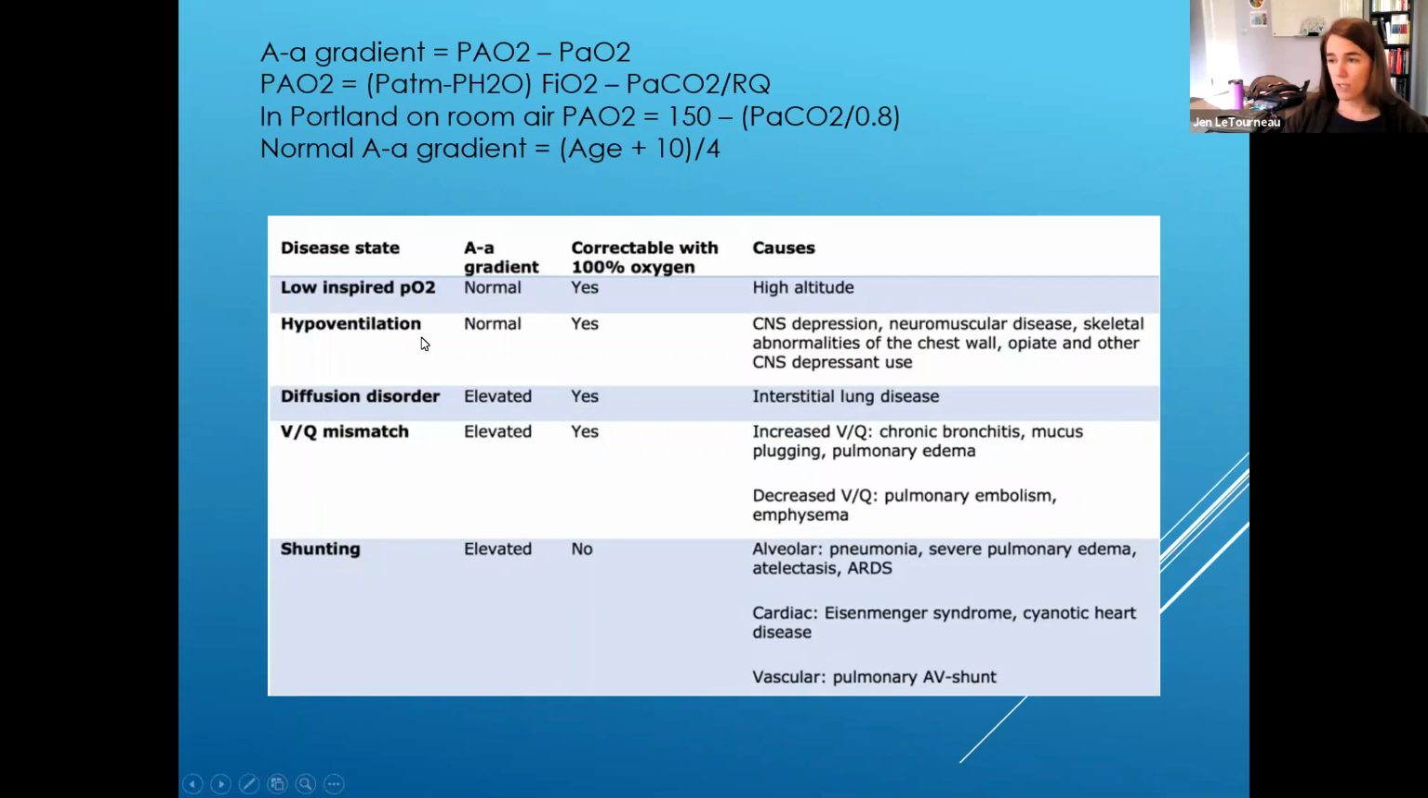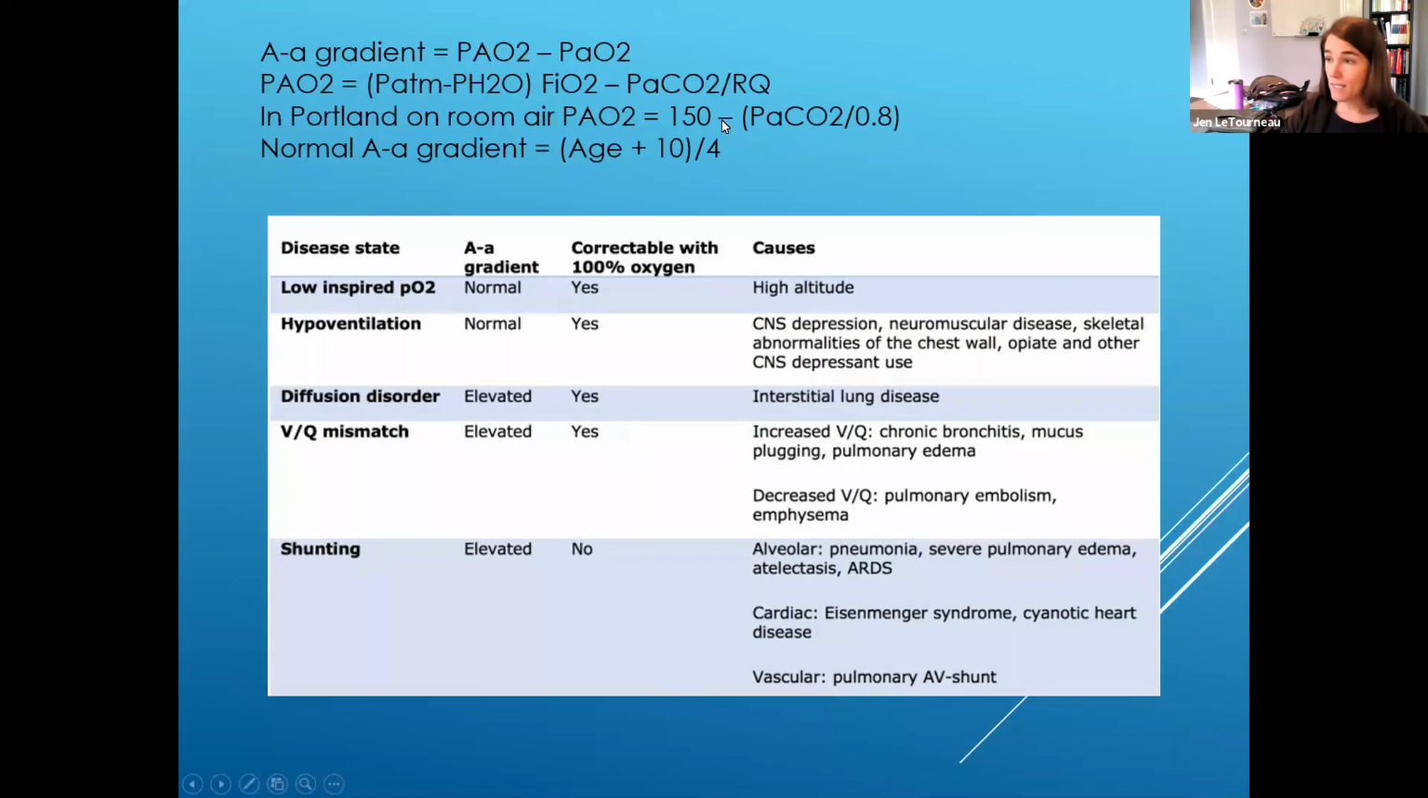So what you usually do to sort out what might be going on is you look at the A to A gradient, right? And the A to A gradient is the PAO2, which is the pressure in the atmosphere minus the pressure of water times the FiO2, right? And that's usually 150. So here in Portland at sea level, that number is 150.